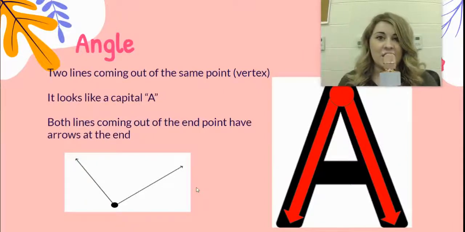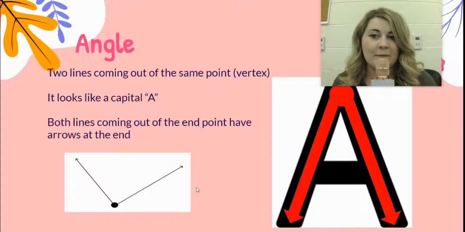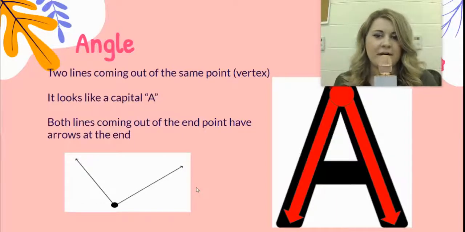And then we have our angle, and our angle is the only one that has two lines coming out of a point. So it's got a point and two lines coming out of it, and it looks like a capital A if you turn it around, okay?